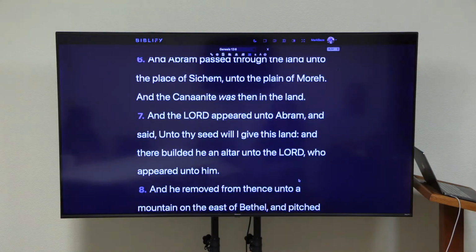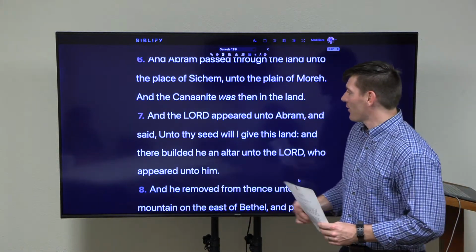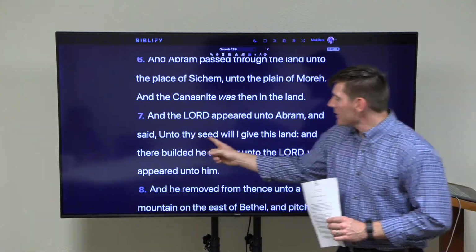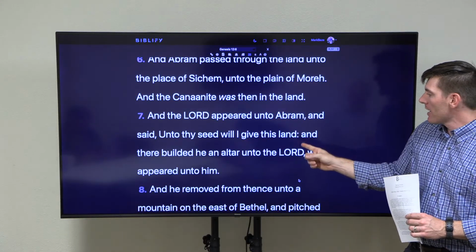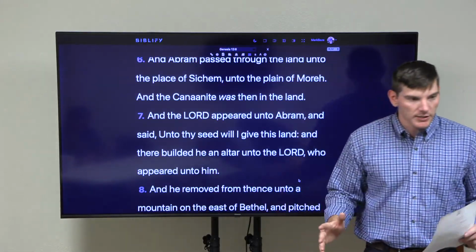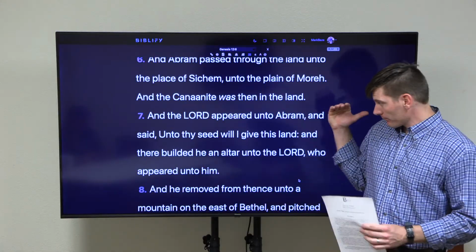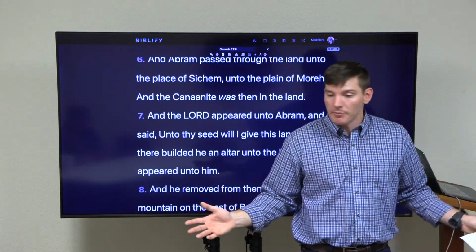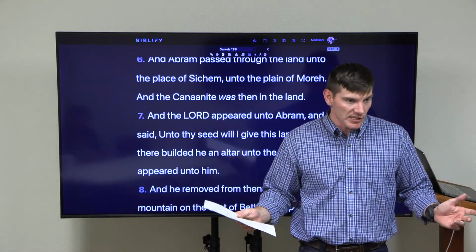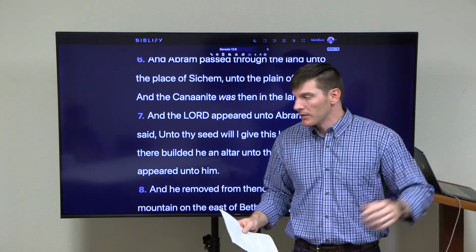All of this Bible knowledge is free, and if you ever win Bible Jeopardy, I hope that you share the winnings. Now, verse 7. And the Lord appeared unto Abram, and said, unto thy seed will I give this land, and there builded he an altar unto the Lord who appeared unto him. So when Abram gets to Shechem in the plain of Moreh, God says to him that this is the land I'm going to give you. Keep in mind, Abram was not really told what land he was going to possess. He was just departing from his country to go to the land God would show him.